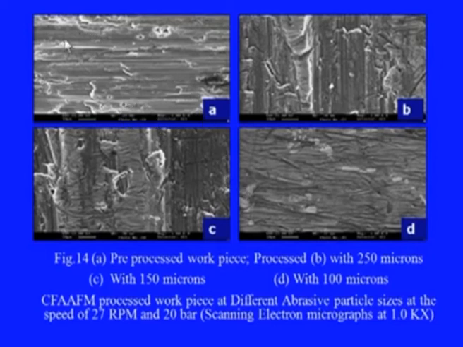So, here this is the pre-processed workpiece as we obtained, and then this is processed with 250 micron abrasive grades. This is still finer grade, that is 150 microns, and this surface is machined with 100 micron grades. Therefore, what we have seen from these figures is that as the abrasive grit size gets smaller, the quality of the surface gets better.